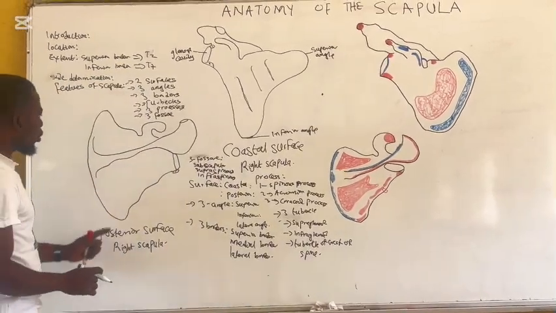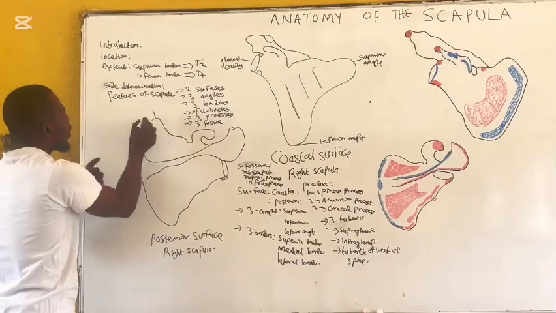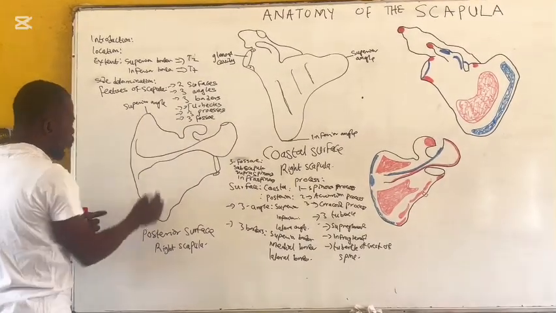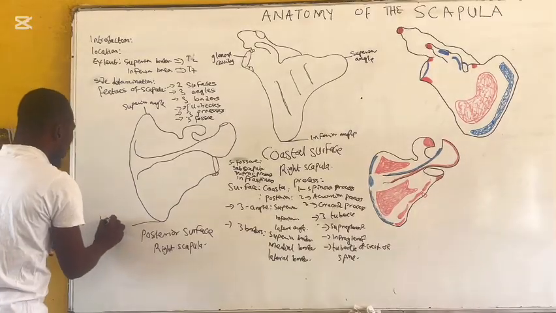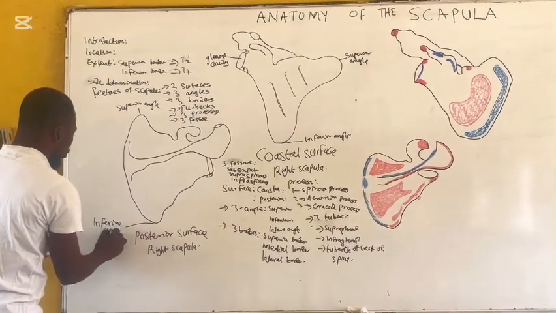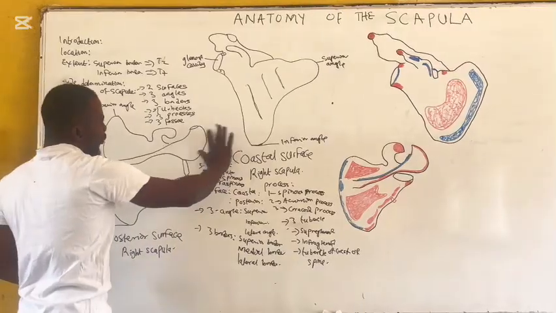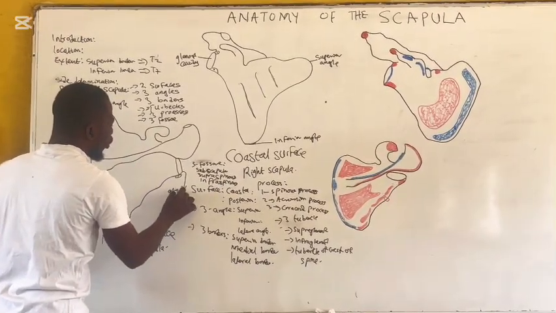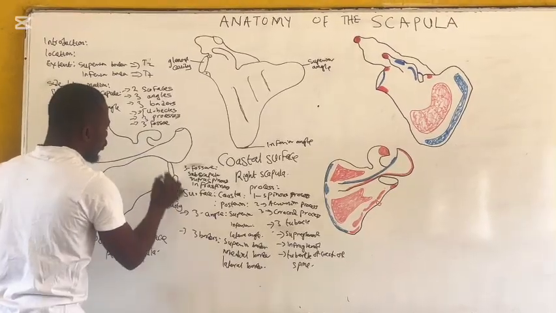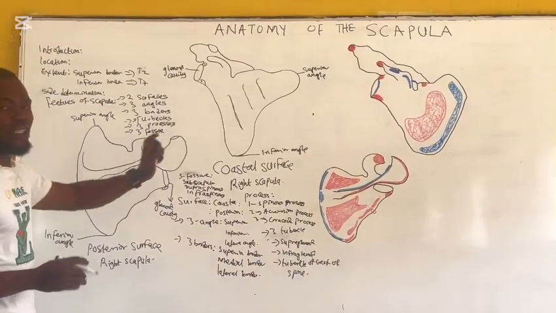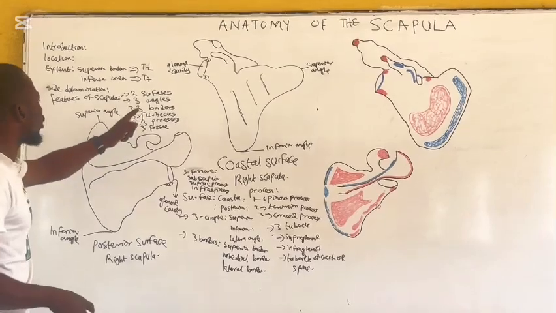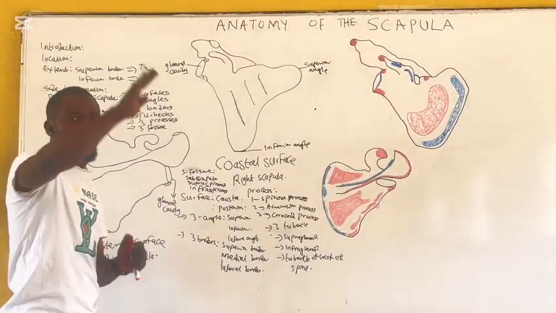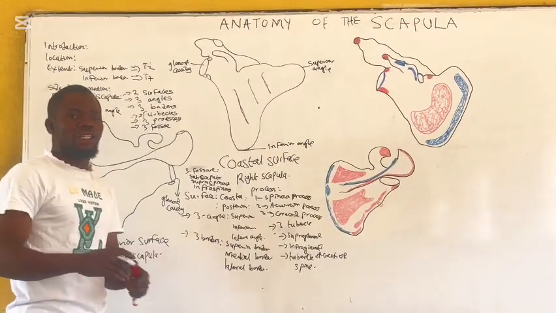Coming to the posterior surface, here this is our superior angle. Down here is our inferior angle. And the lateral part of it is our glenoid cavity. So that is about the angles of the scapula. Next is the borders of the scapula. We say that the scapula has three borders: the superior border, the medial border, and the lateral border.